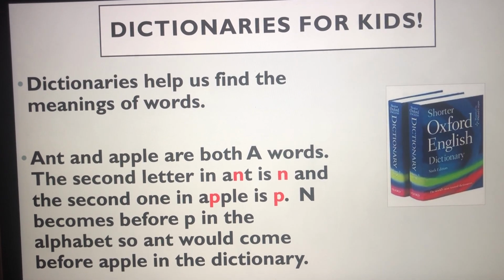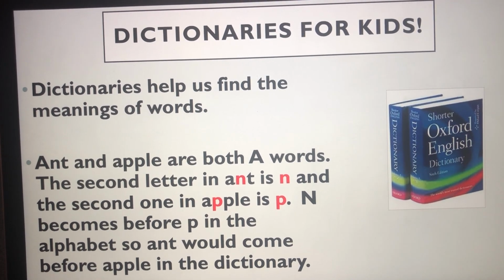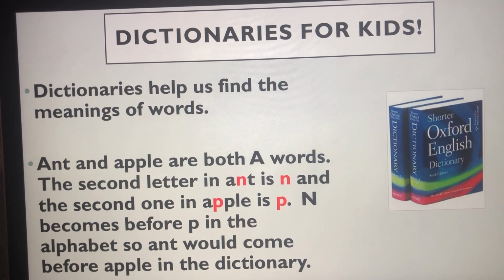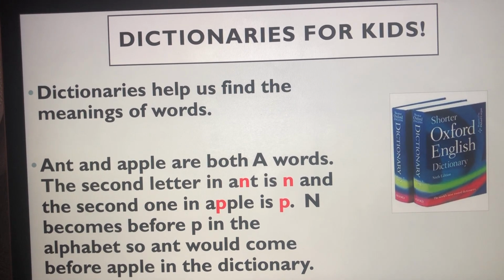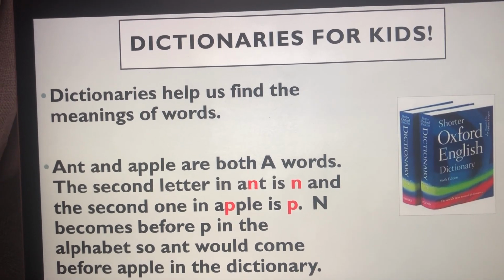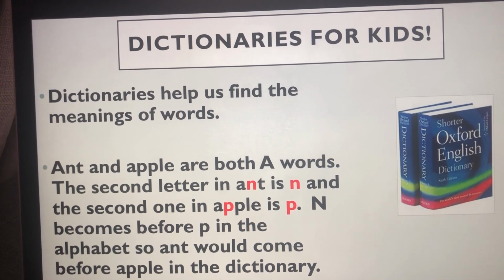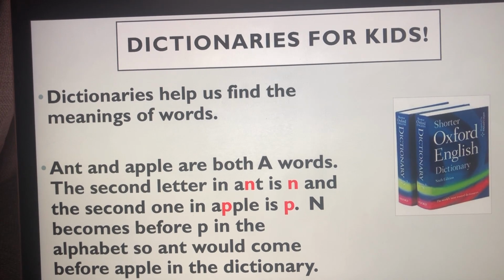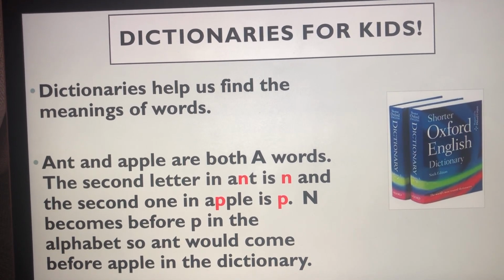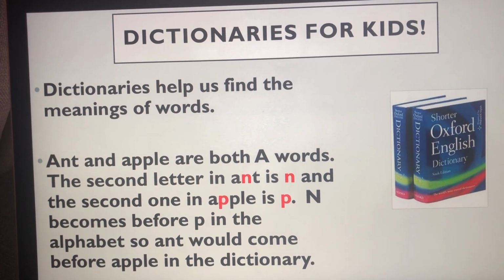For example, ant is spelt A-N-T and the word apple is spelt A-P-P-L-E. The second letter in ant is N and in apple it is P. The N comes before P in the alphabet, so ant would be put before apple in a dictionary. Dictionaries are useful to look up the meaning of a word or when you are trying to spell something.